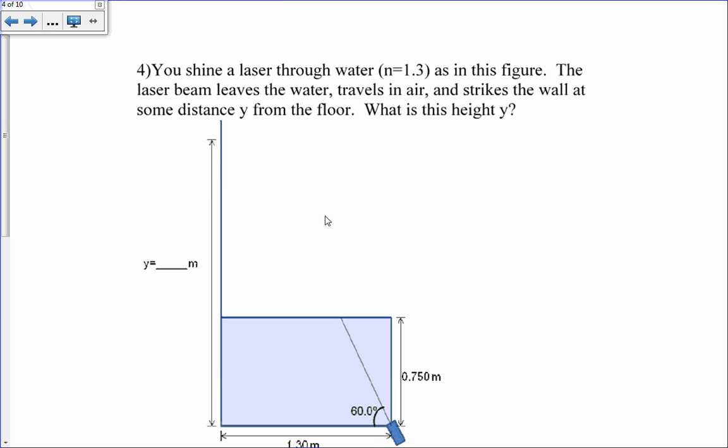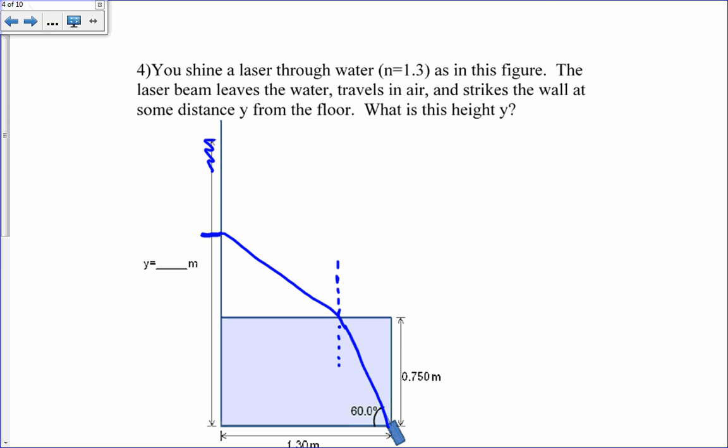You shine a laser through water whose index is 1.3, as in this figure. The laser beam leaves the water, travels in air, and strikes a wall at some distance y from the floor. What is the height y? Let's just sketch this out first. I have this laser light. It leaves here. It's going from a high index to a low index of refraction, so it's going to bend away from the normal. It turns out that our scale here is not exactly right. It's actually going to come to right about there.